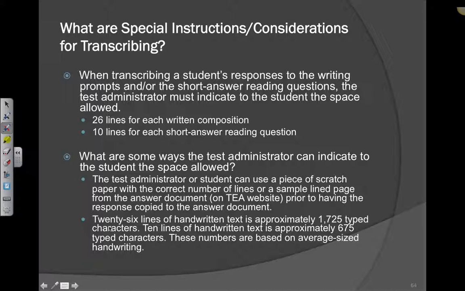The test administrator or student can use a piece of scratch paper with the correct number of lines or a sample line page from the answer document from TEA's website prior to having the responses copied to the answer document. That way they can see about how much space it's taking up. So that's an option as well.